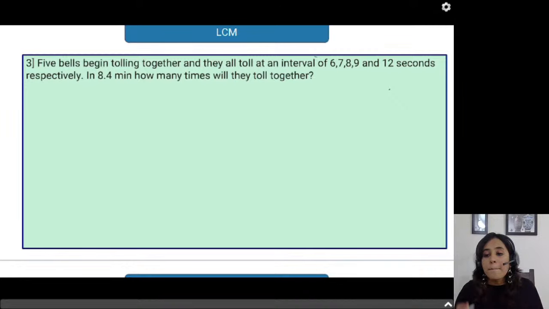5 bells begin tolling together, and they toll at intervals of 6, 7, 8, 9, and 12 seconds respectively. In 8.4 minutes, how many times will they toll together?